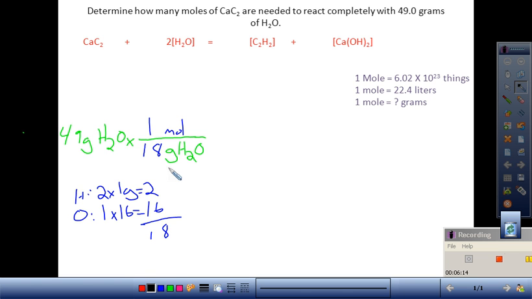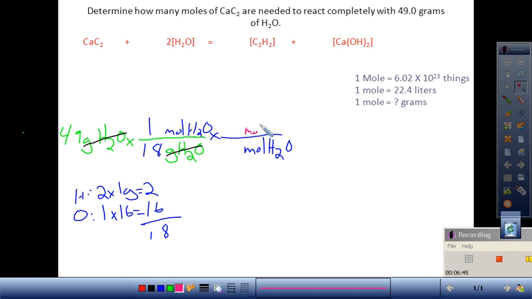I'm going to cross off the things I don't need. And I should go back and label this 1 mole of water for every 18 grams of water. Alright, so I don't want moles of water. I want moles of CaC2, so I got to keep going. So I don't want H2O. I do want CaC2. That's what the question's asking for.